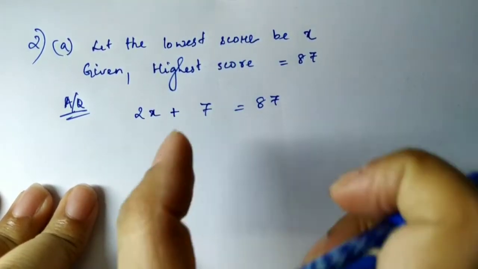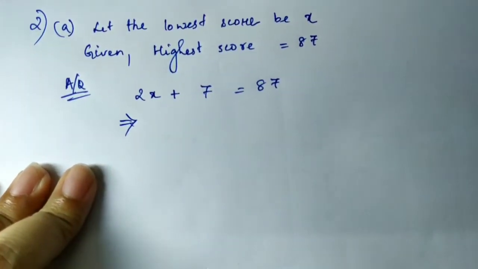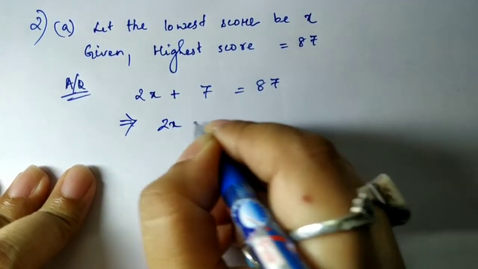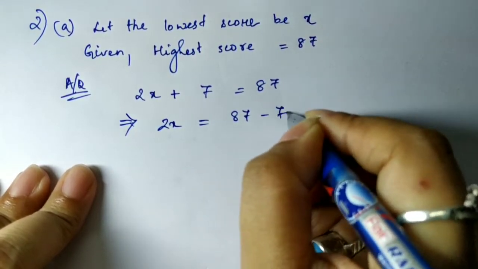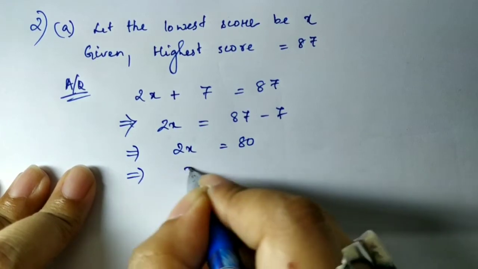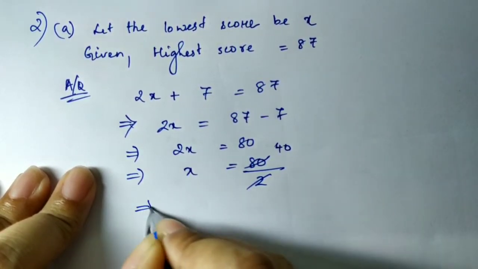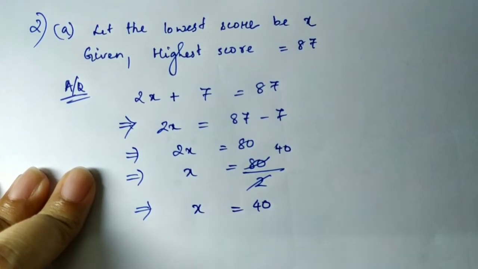The main thing is that you need to frame the equation. If you are able to frame the equation, solving it becomes very easy. 2x equal to 87 minus 7. 2x equal to 80. This implies x equal to 80 divided by 2. Cancel it or divide it, your wish. So x is equal to 40.